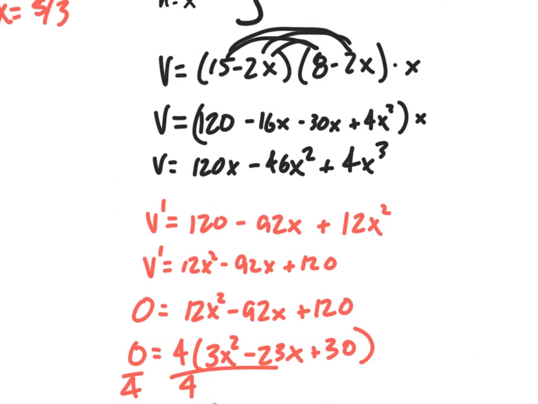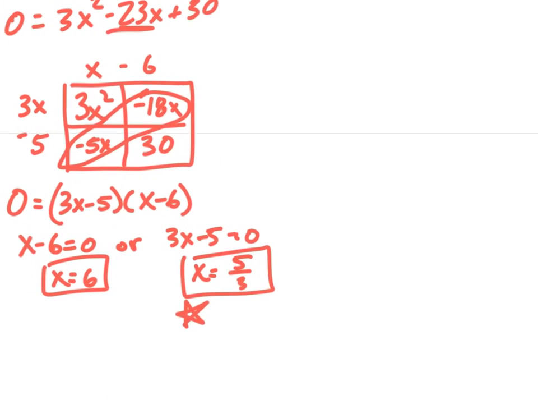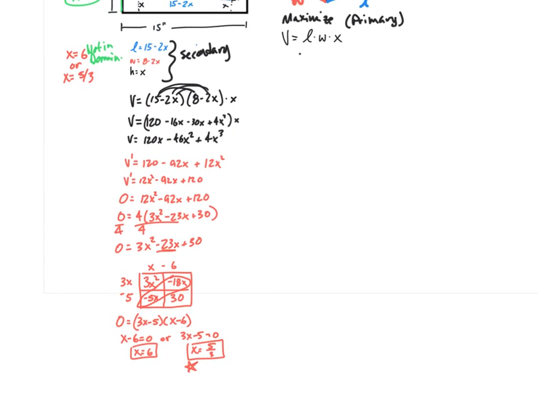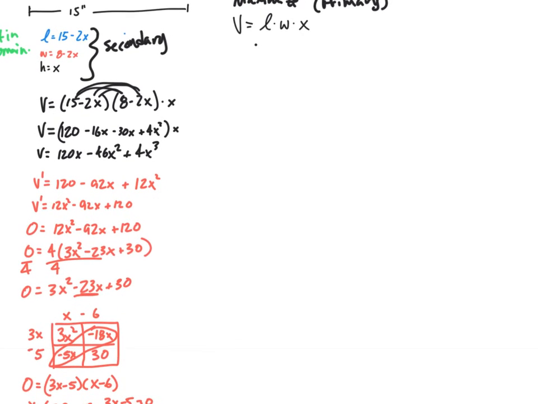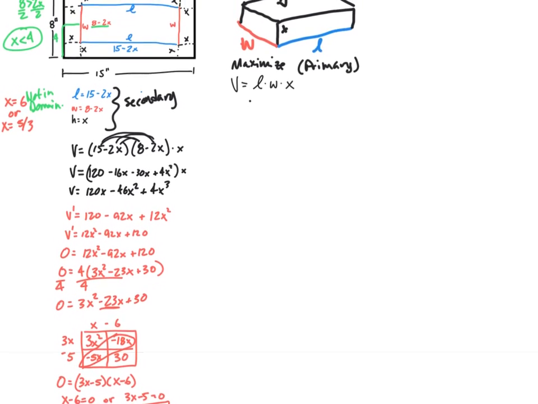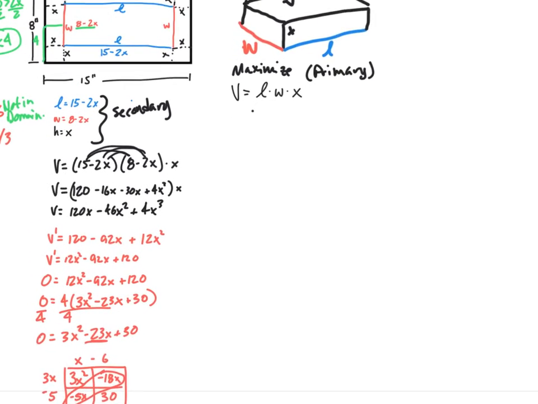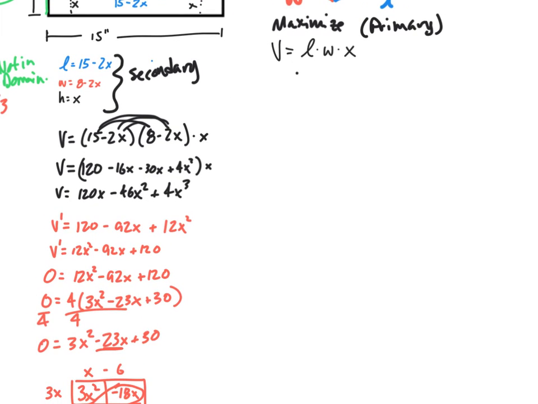All right, so we've got these values, and I've got x is equal to 5/3. So what I want to do now is use my second derivative to figure out whether we have a maximum or minimum or not. Okay, and so what I want you guys to do is go ahead and let's find our derivative, which is right here. 12x squared minus 92x plus 120. Let's go ahead and find v double prime.